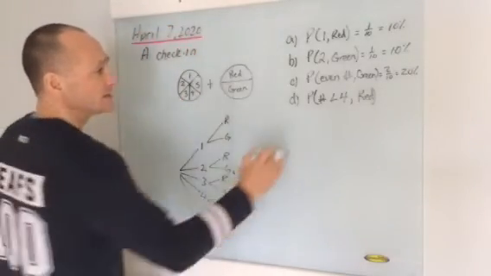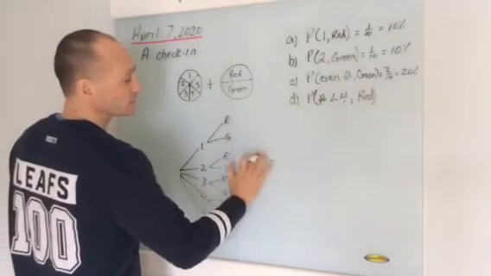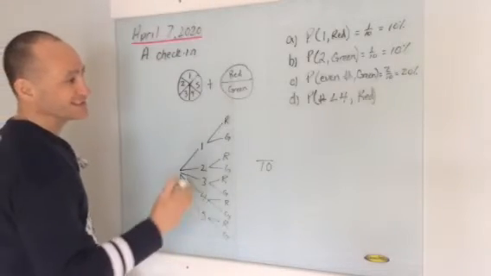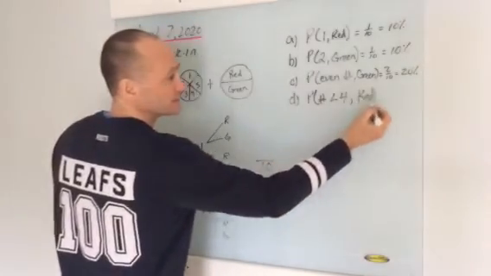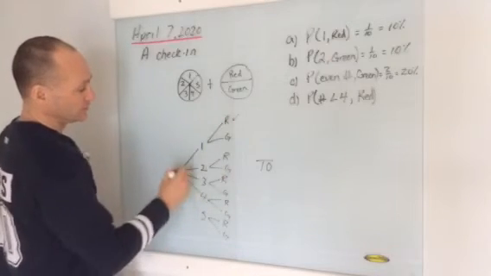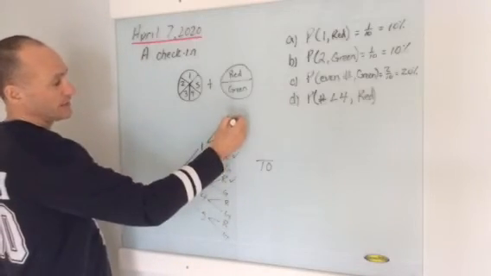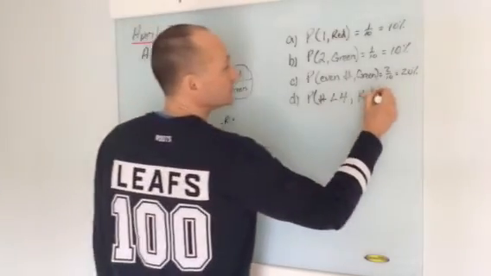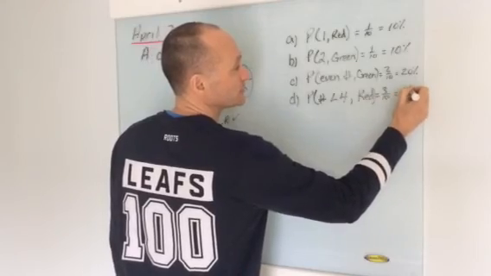The last one is the probability of a number less than 4. So that does not include 4, it's less than 4, so we get rid of all this. So the desired outcomes that are less than 4 are 1, 2, and 3. And then the second part is that they have to be red. So 1 and red works, 2 and red works, 3 and red works. So now there are 3 desired outcomes out of 10 possible outcomes. So that's 3 out of 10, and as a percent, that is 30%.